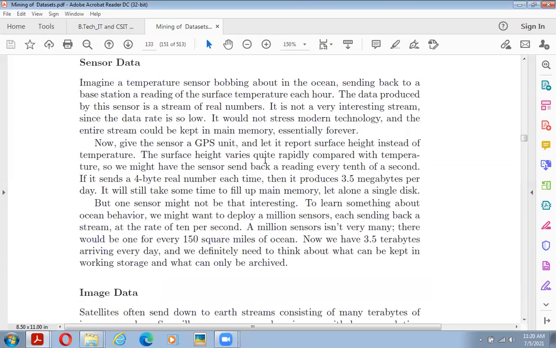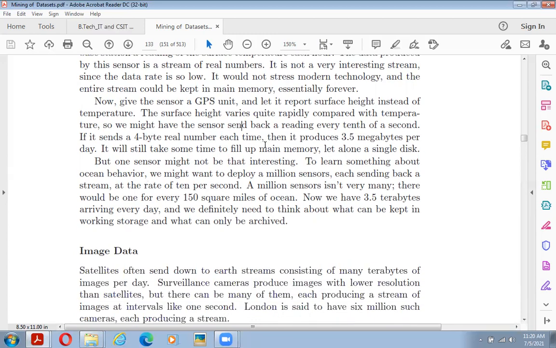Now, if the sensor is a GPS unit, let us report surface height instead of temperature. The surface height varies quite rapidly compared to the temperature, so we might have the sensor send back a reading every tenth of a second. Every second, a 4-byte real number needs to produce 3.5 megabytes per day. Understand this, which is very tough for any SQL disk or main memory to gather.